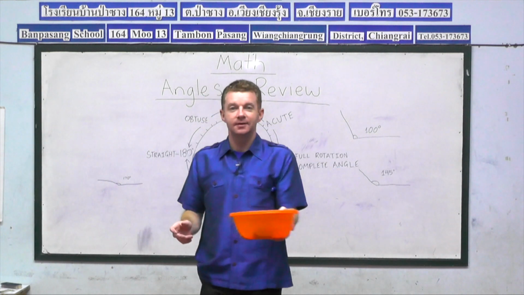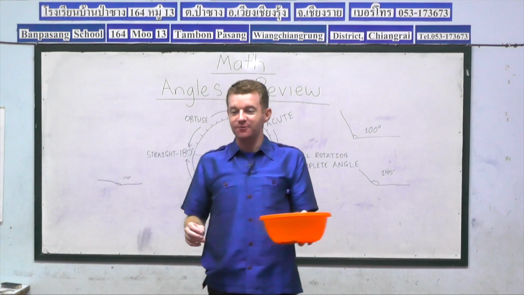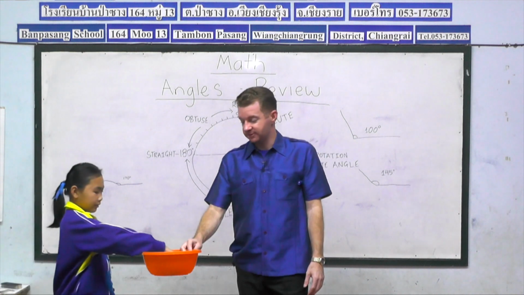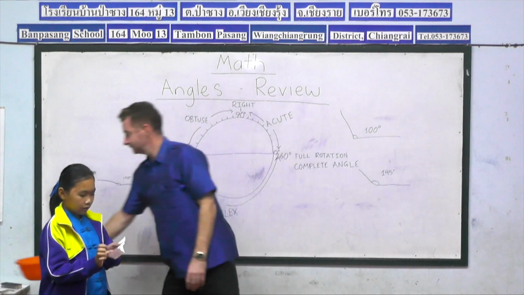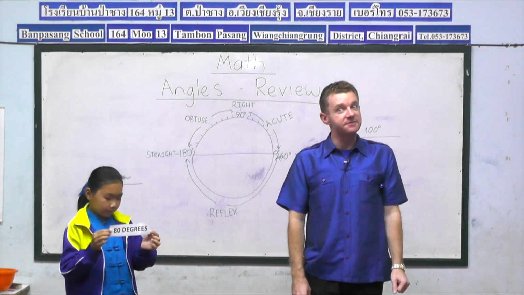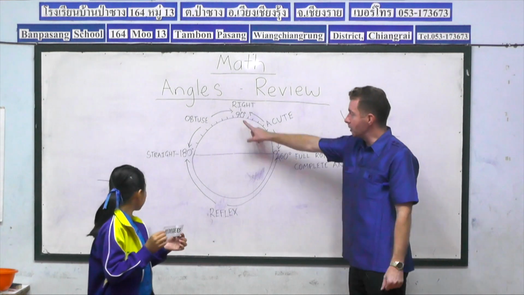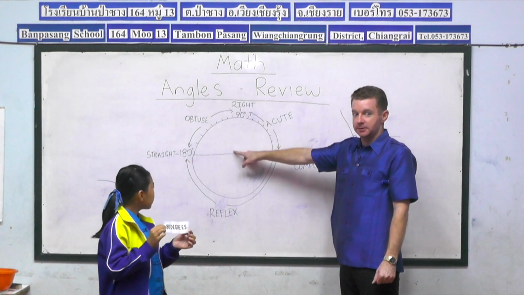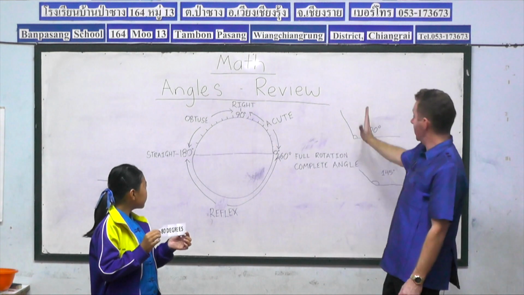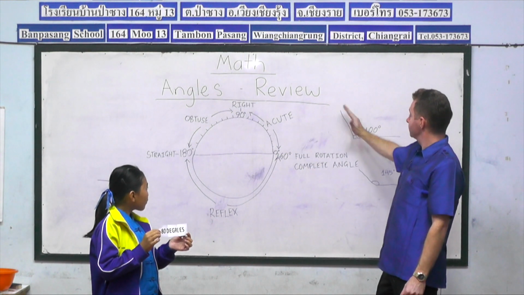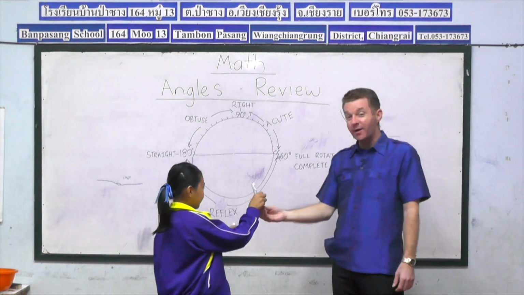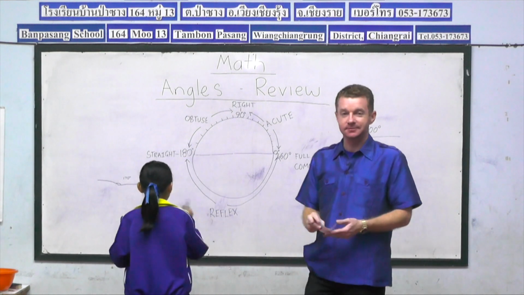Nadia, come and join me at the front of class, please. And now it's Nadia's turn to choose a flashcard. Okay, 80 degrees. So let's see. We know a right angle is 90 degrees. So this time we're going shorter than a right angle. 100 degrees went that way. 80 degrees will go this way. So Nadia, can you show an angle of 80 degrees?